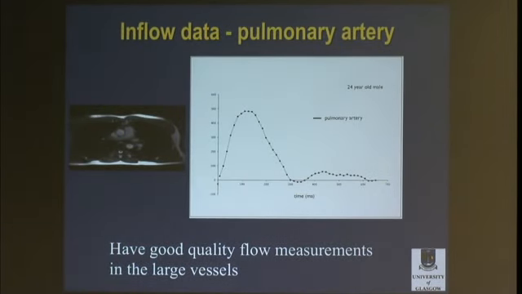Our inflow data. This is taking an MRI scan. The chap is lying on his back, his head towards you, and this is a section through his chest, and you can see some of the larger arteries. You're picking out the main pulmonary artery, and if you get your cross-section right, you can get flow rates under MRI scans. So we have good quality data, and this is the flow against time for one cycle.